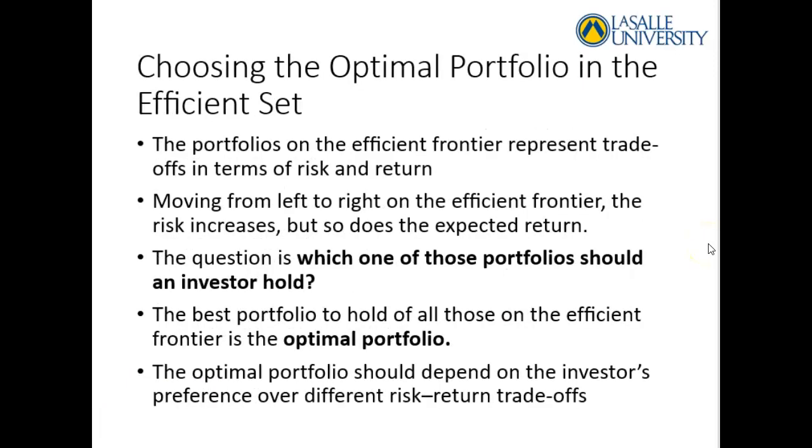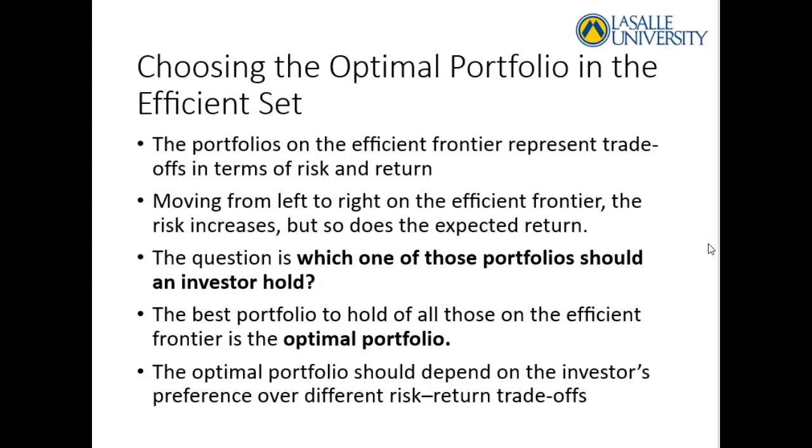Now that we've constructed the efficient set of portfolios, the next step is to determine the optimal portfolio. Since all portfolios in the efficient frontier provide the greatest possible return at their level of risk, an investor or an entity will want to hold one of the portfolios on the efficient frontier. Notice that the portfolios on the efficient frontier represent trade-offs in terms of risk and return.